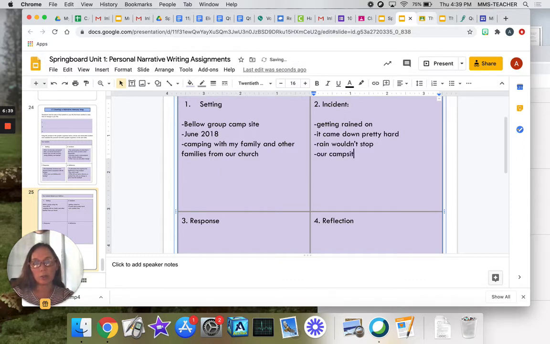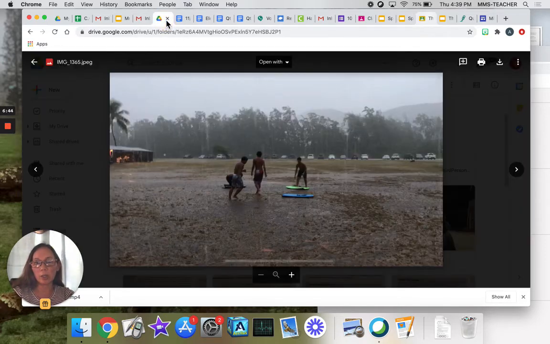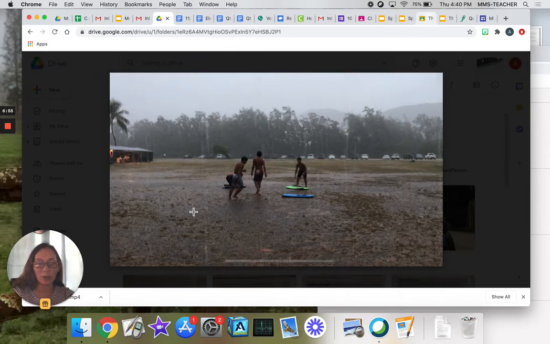Our campsite began flooding. And you can kind of see that in the picture. And this was just the beginning of the rain, guys. This wasn't even when it was at its worst. You couldn't even see their feet. And if you can imagine, on this left side the ground was a little lower, so people who had their tents on this side, water was going in their tent, not to mention all of their other belongings that they brought with them.